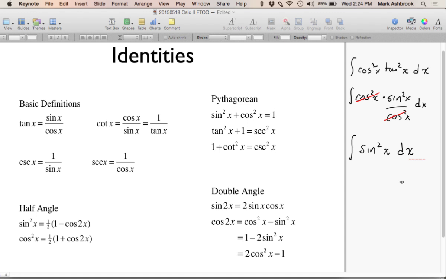So where on here could we get some help? It's another identity now. Where could we get help with sine squared? Sometimes we'll rewrite sine squared as 1 minus cosine squared from the Pythagorean identity. But that just puts us back in the same boat. Instead of having sine squared, now we have cosine squared. So down here, if you notice the half angle formula, sine squared equals 1/2, 1 minus cosine 2x. And that's easy.